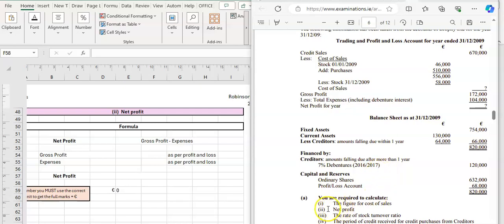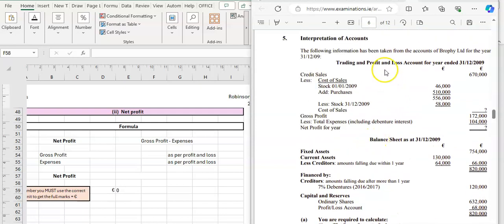So let's have a look at the second working, or second formula, that you need to calculate for Brophy 2010: the net profit. So you know that the net profit is in the profit and loss account. So we go up to the profit and loss account, we'll see the net profit for the year is blank. So we know to calculate the net profit, you need the gross profit and you take away your expenses.